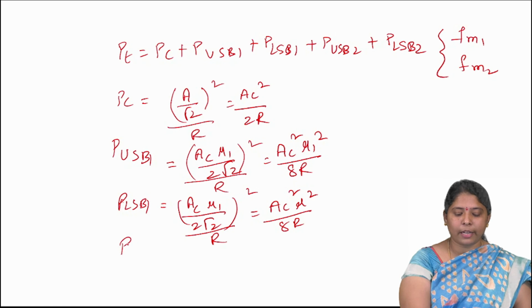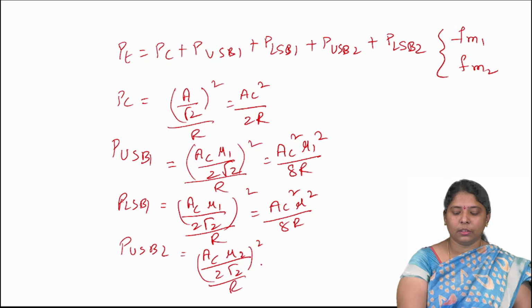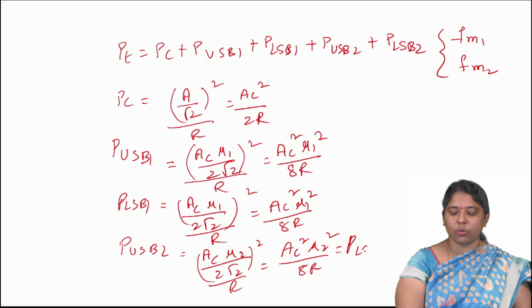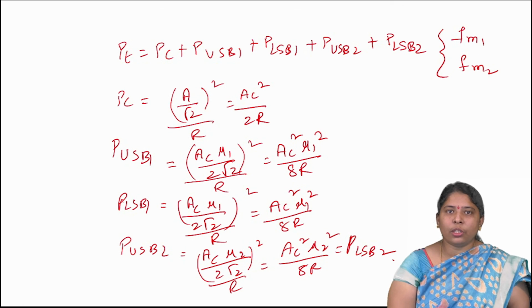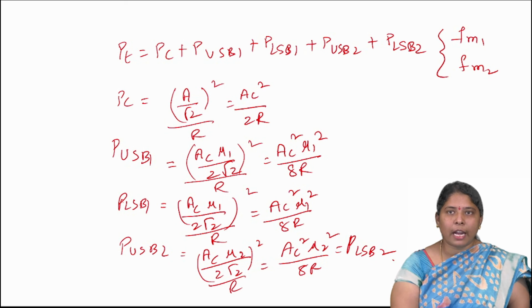Similarly, upper side band 2, we are going to get AC mu 2 by 2 root 2 whole square by R. That is AC square mu 2 square by 8R. Which is same as lower side band 2 also. In each case, you need to consider only peak value. So RMS value is peak value by root 2, RMS square by R. That is the power calculation.